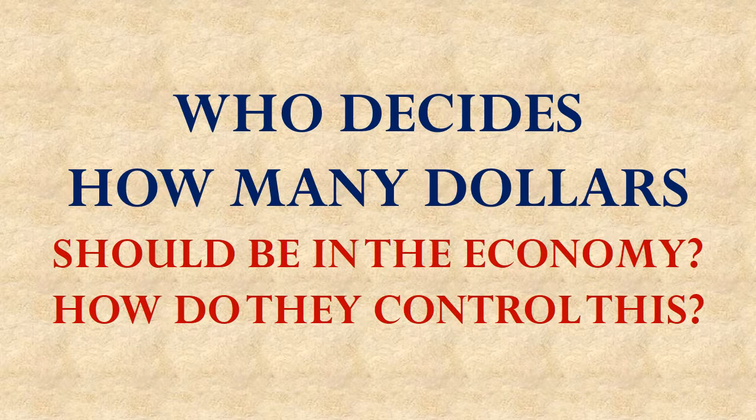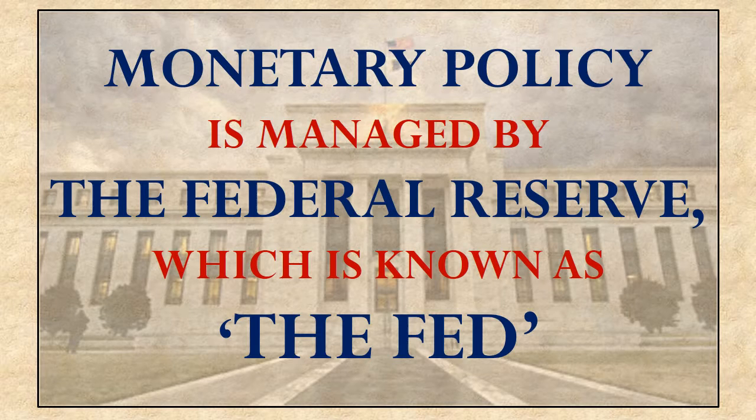Well, who is in charge of deciding how many dollars are out there? And how do they go about doing this? That job falls to the Federal Reserve. It's an agency of the United States government that is also called the Fed. That's its nickname. If you hear the Fed talked about on TV, they're talking about the Federal Reserve, and they are in charge of the money supply.